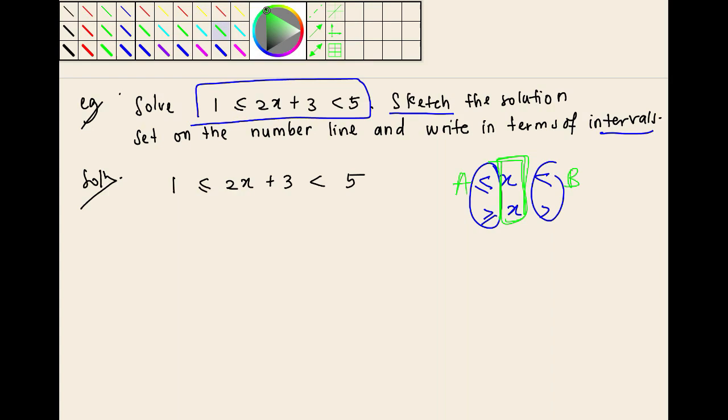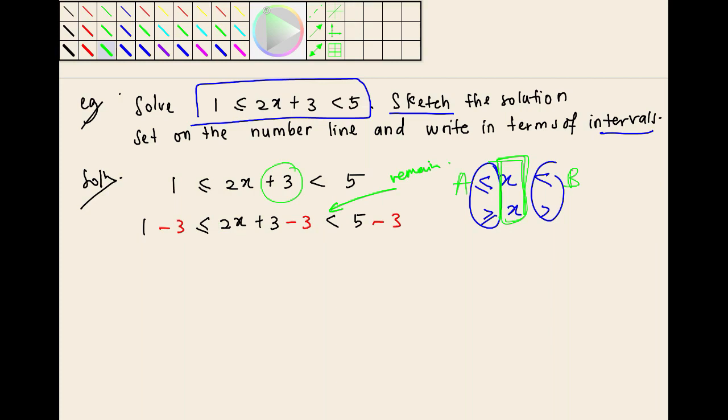So for x to be alone, we have to get rid of this positive 3. So that means we have to minus 3. So 2x plus 3, we have to minus 3. So when we minus 3 in the middle, the same goes on the left hand side and right hand side. So 1 minus 3, another one is 5 minus 3. Now, do we have to change direction? Is it the same? Yes, it remains the same because we subtract or add a number. Rule number 1. Okay, we are not multiplying or dividing with a negative number. So, it remains the same.